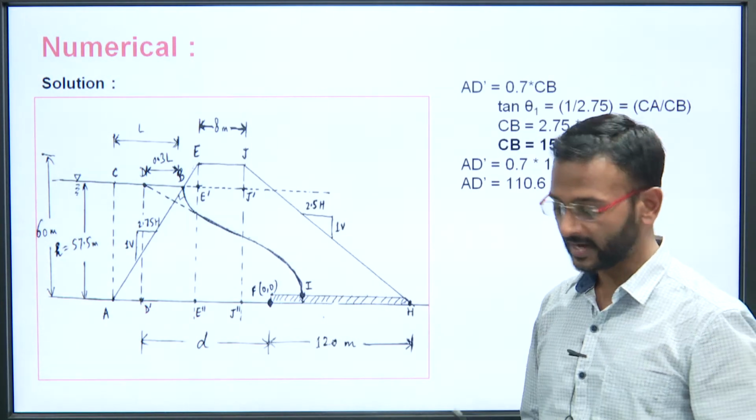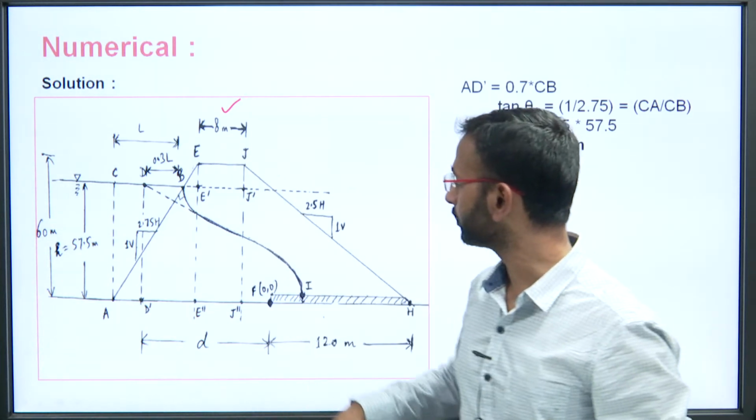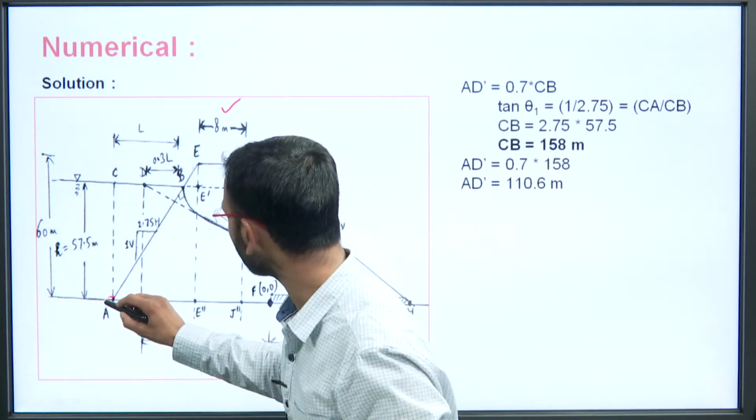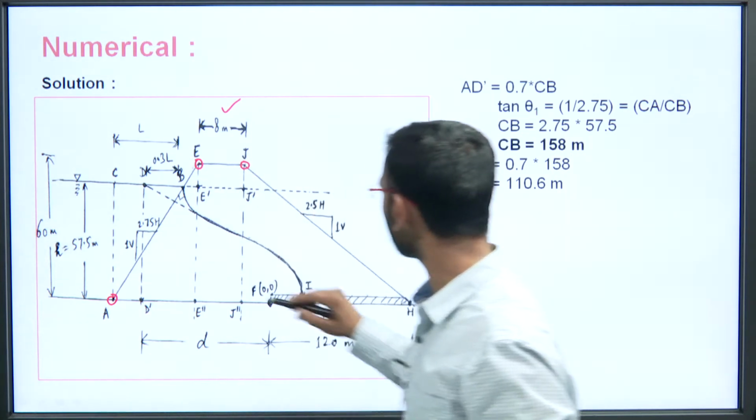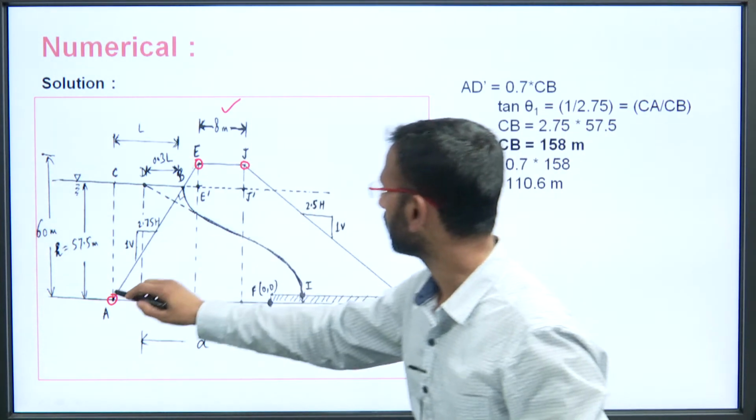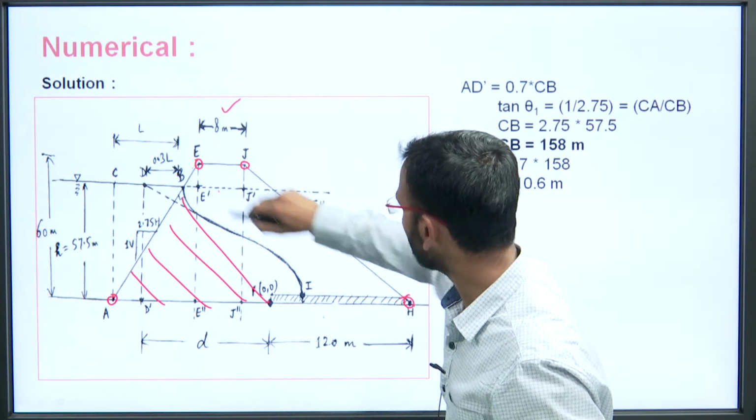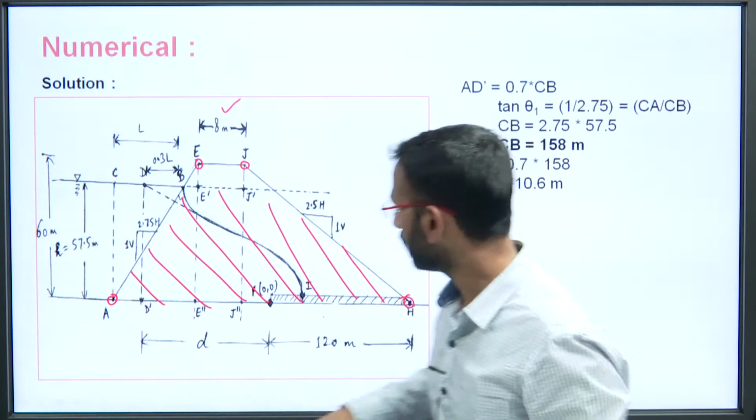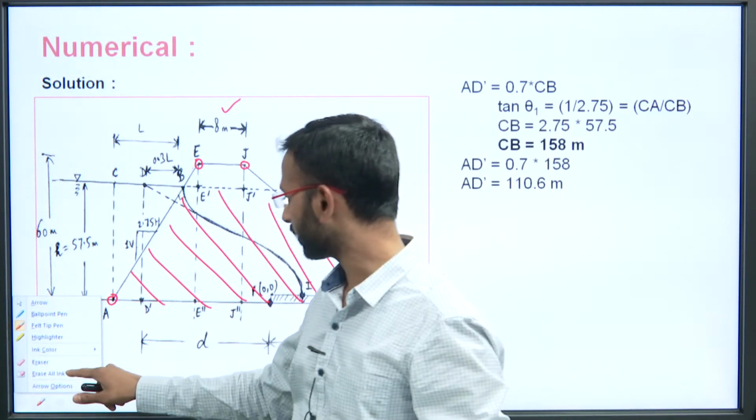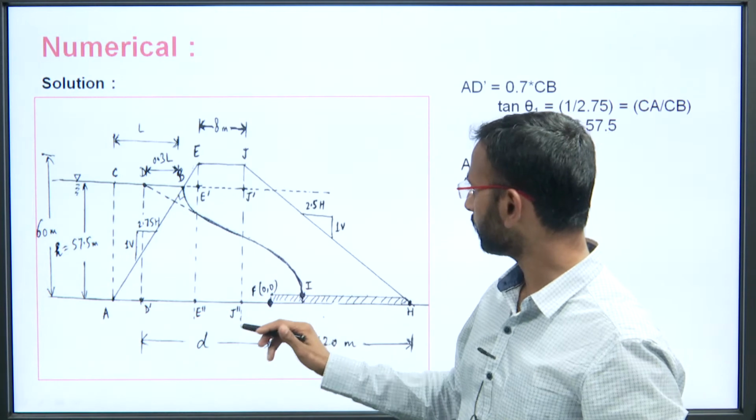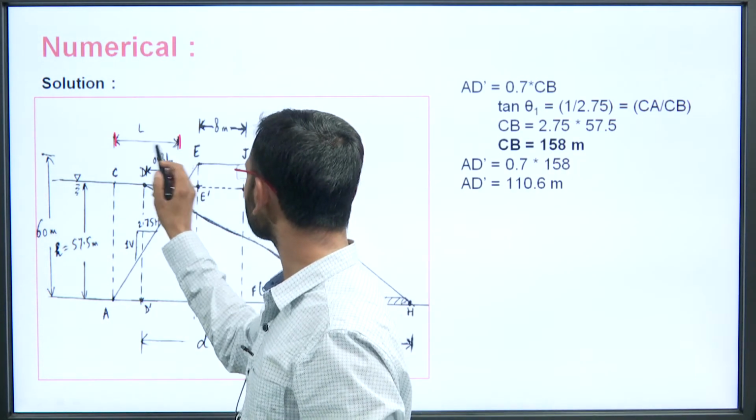Now, when we see the diagram, what was given to you? The crest width was given to you, this is the crest width. Now, this is the entire embankment, this A point, see the boundary surfaces here, this E point, this J point and this H point C. This is the embankment, this entire portion is the embankment.